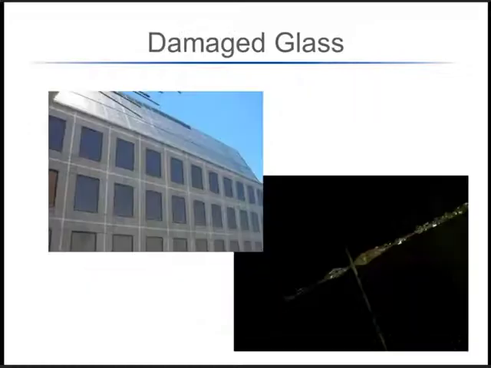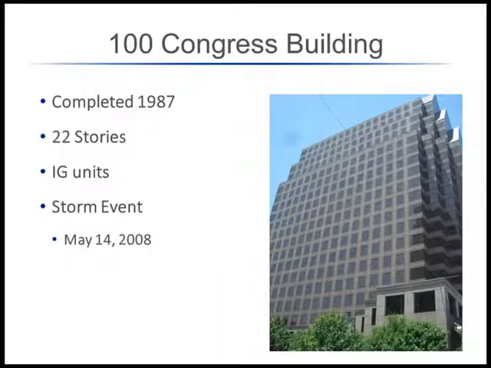So next, we've covered our glass basics here. Next, we'll talk about the actual damaged glass that we looked at and the project we were involved in. The project is actually in Austin, called the Alta Vita building. It was completed in about 1987. It's 22 stories, glazed with fairly straightforward IG units. And there was a storm event that carried high winds and precipitation with it on May 14th, 2008. So you can see this stretches back a few years.